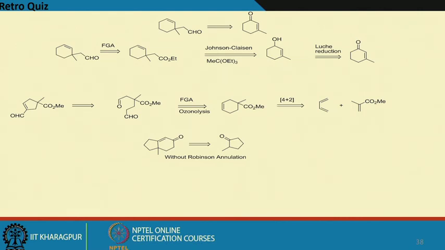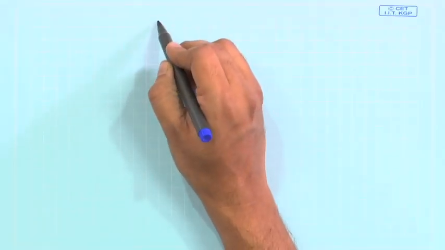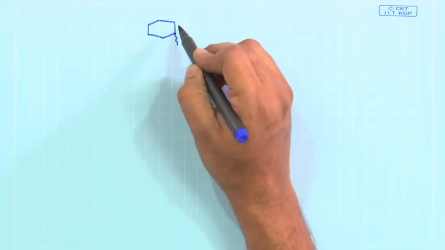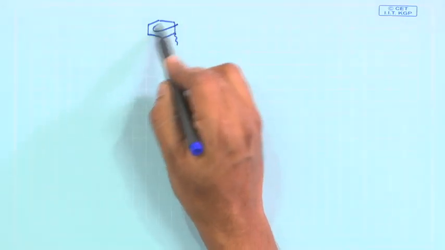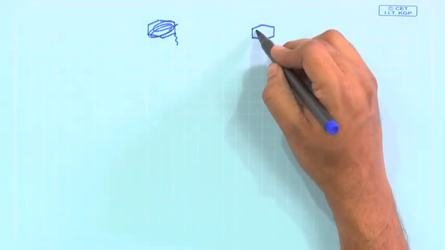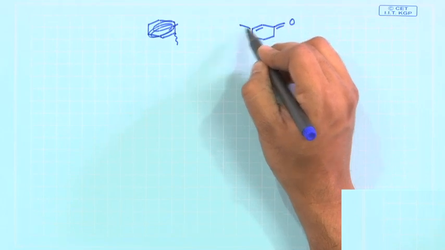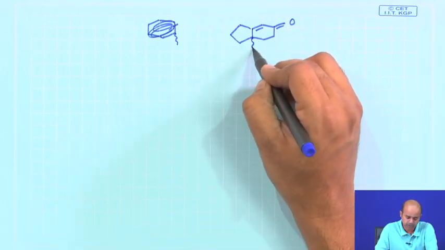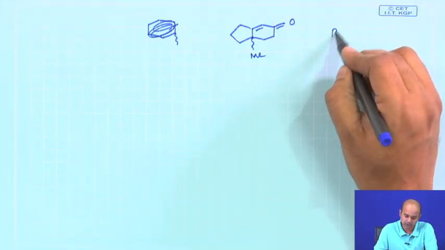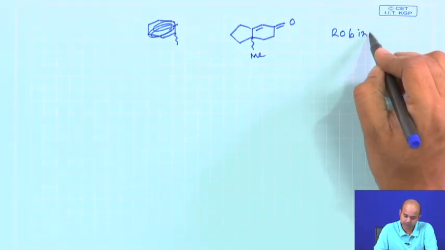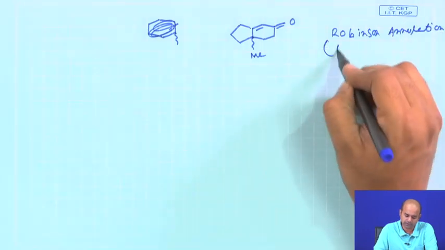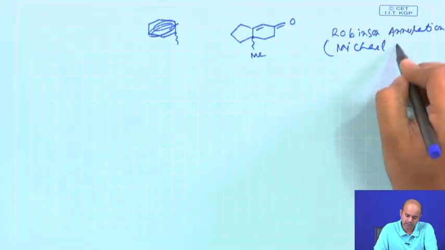The next one is absolutely tricky. I said you have to make this kind of bicyclic compound, which was drawn in the slide, without using the Robinson annulation. Now, remember last week we talked about Robinson annulation. Annulation means a ring formation reaction, and we said Robinson annulation is a combination of Michael and aldol reaction.